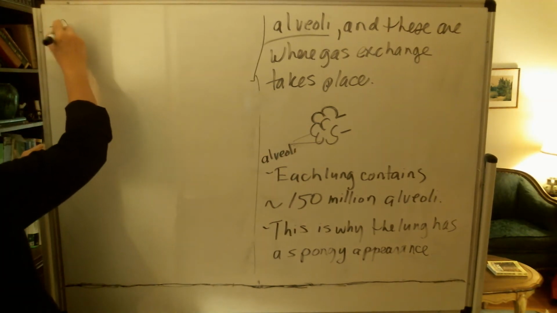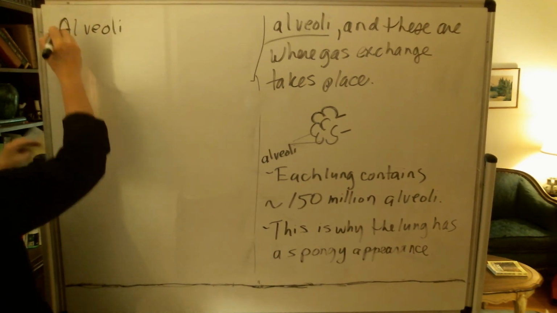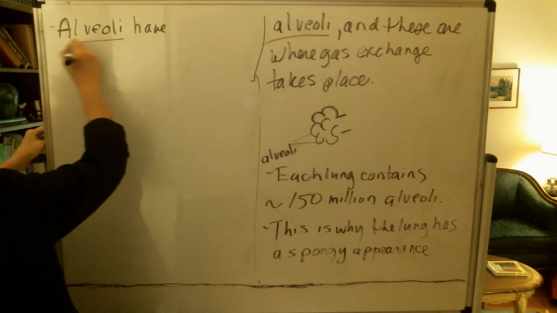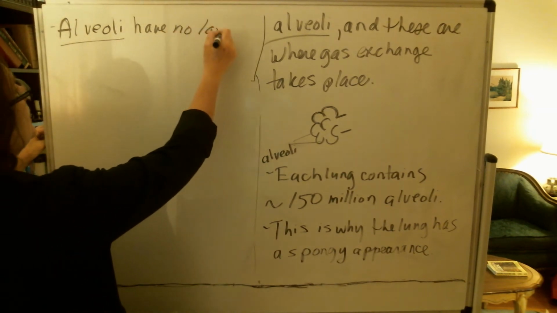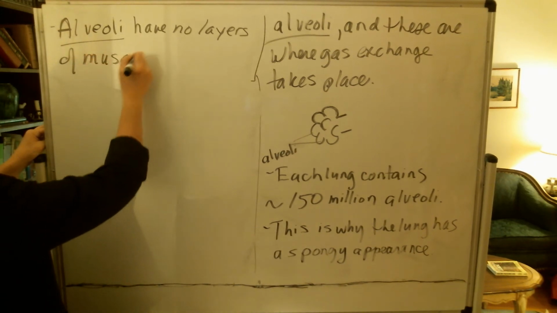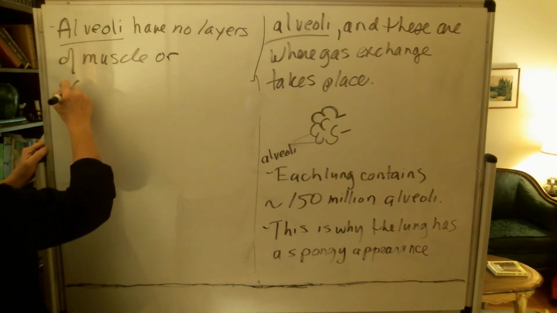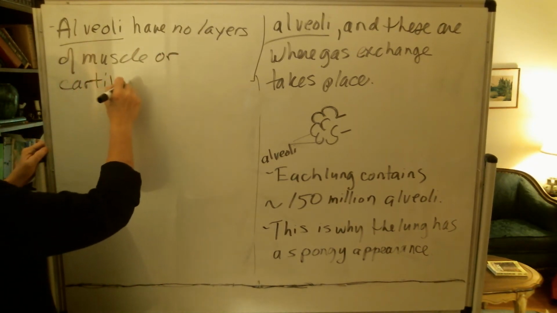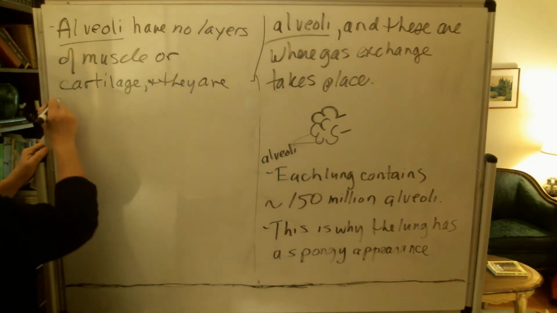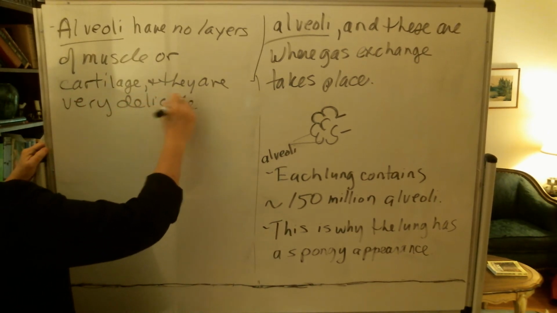So alveoli then have no layers of muscle or cartilage. And they are very delicate.